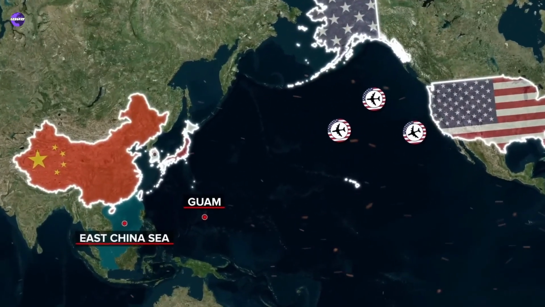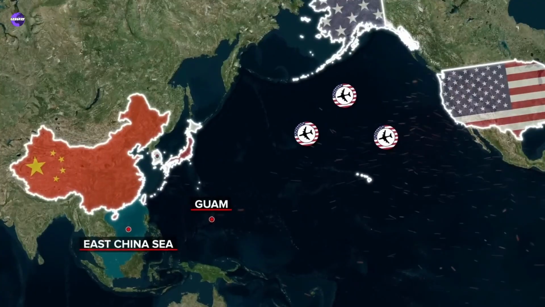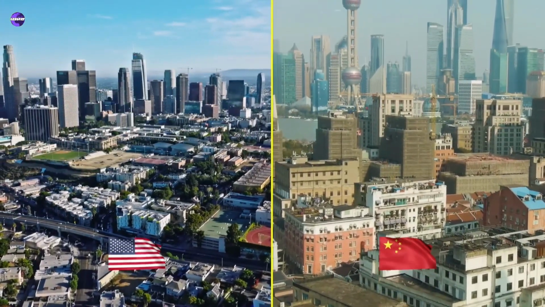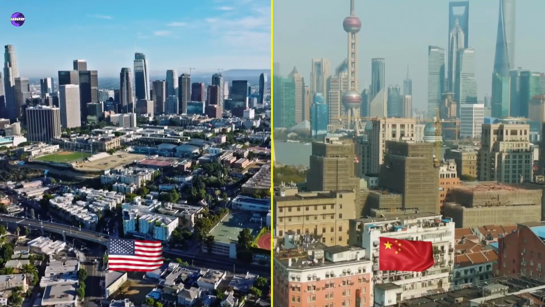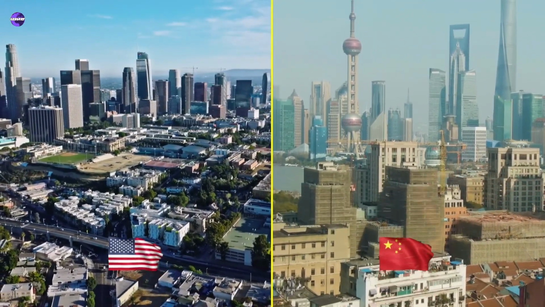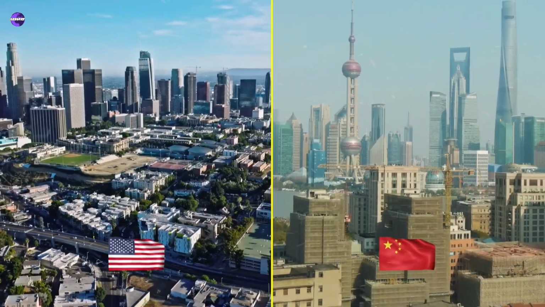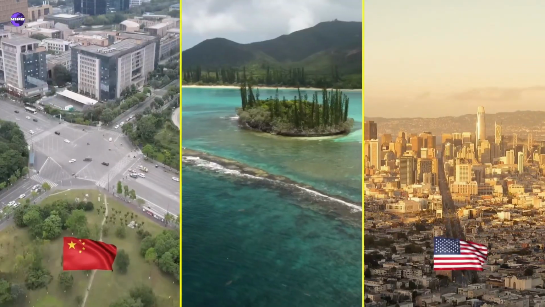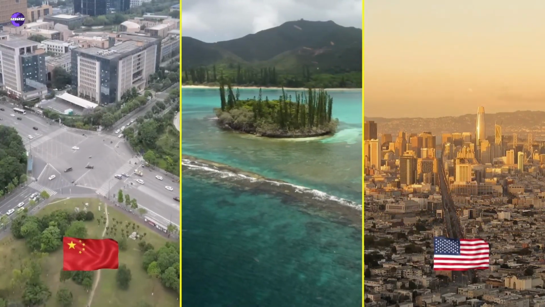Going forward, the US and China will likely continue to clash on key issues, particularly in the Asia-Pacific region, on trade and technology, and over human rights concerns. The global community will be closely watching how this rivalry evolves, as it has far-reaching implications for international diplomacy, economic stability, and global security.